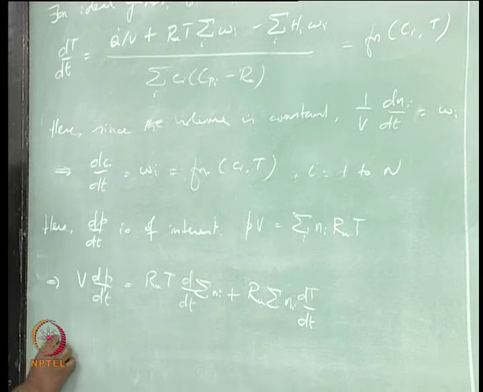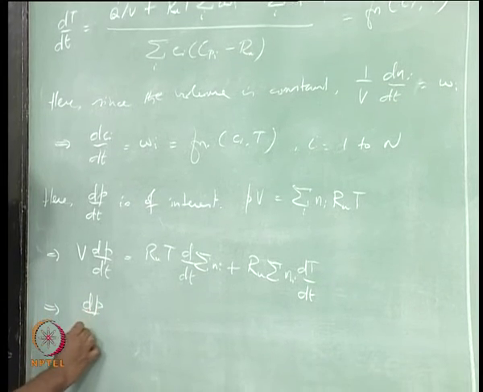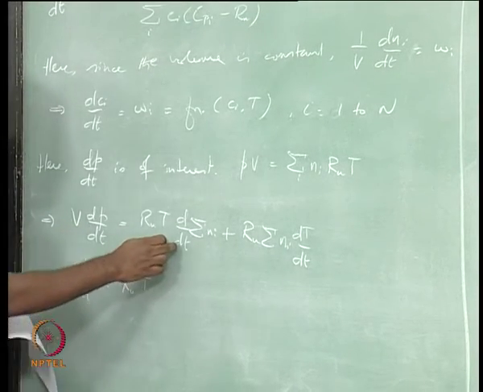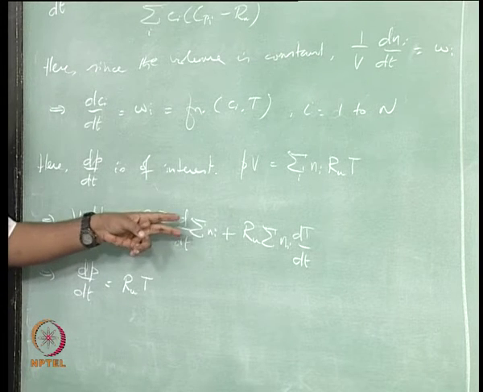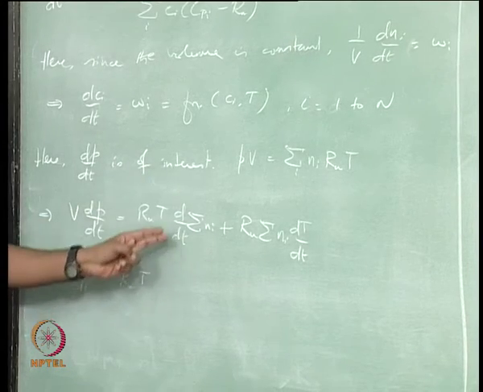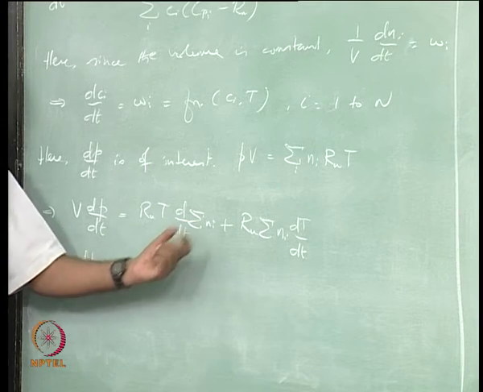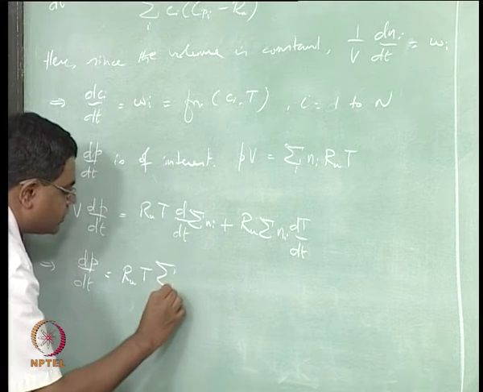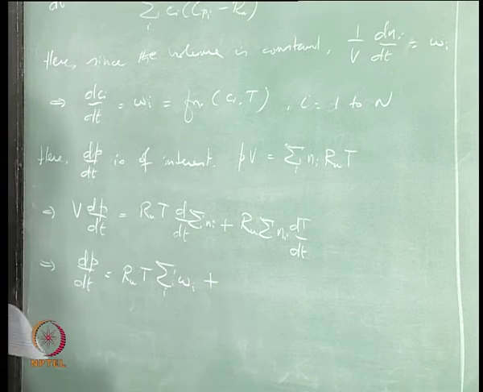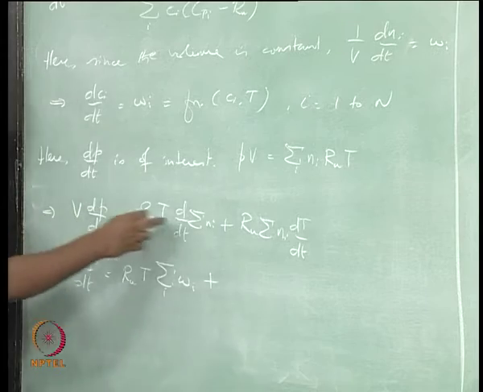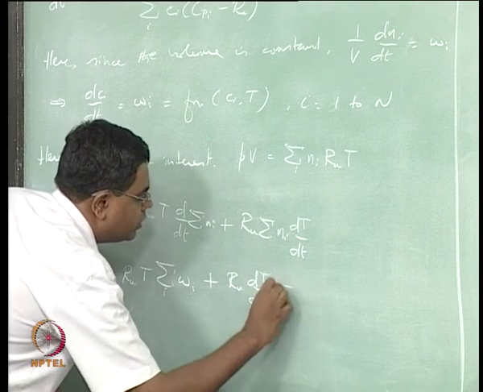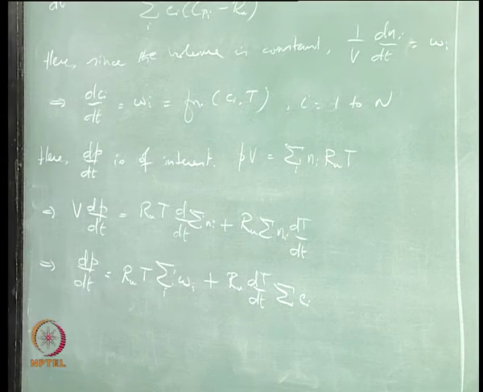So this gives you dp/dt equal to RuT. Take this V over here, and then get this derivative inside the summation, also the volume inside the summation. You will now have a sigma over i of 1 over V dNi/dt, which is nothing but omega i. So this gives you a sigma over i omega i plus, you can pull out the dT/dt from the summation, get this volume over here, and that becomes the concentration. So you get Ru dT/dt sigma Ci.